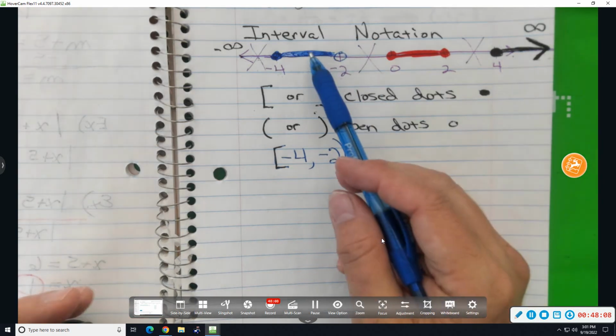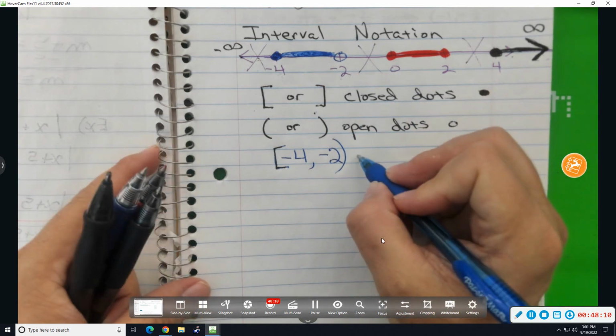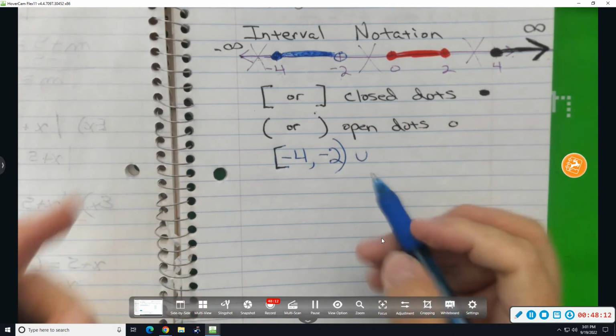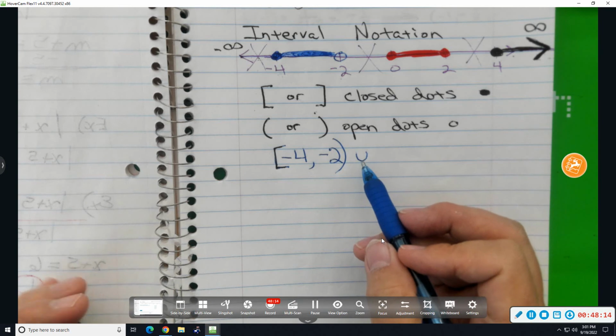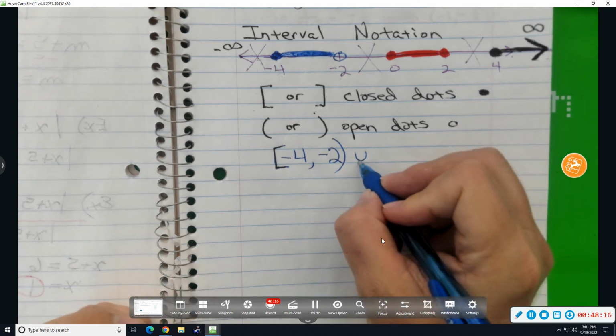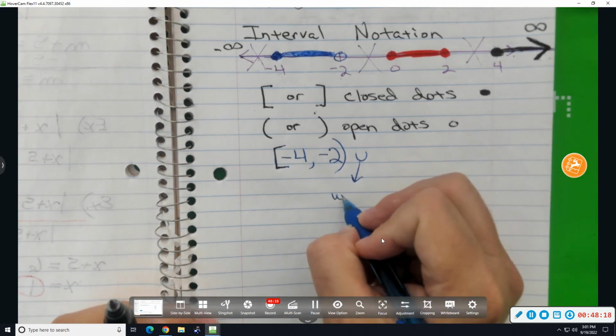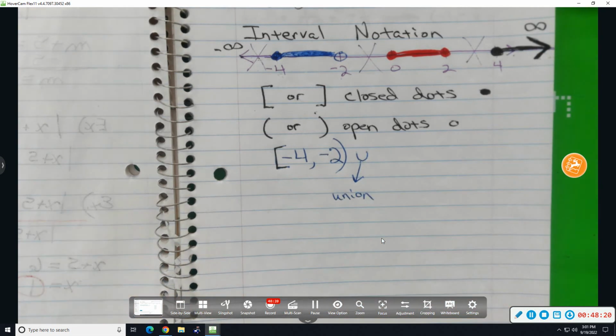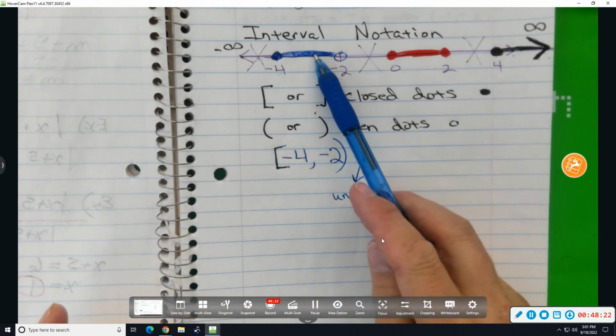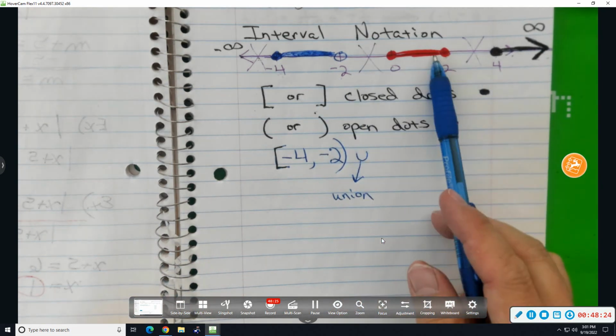So there's the first interval, or that is a U. They'll have that symbol on your toolbar. That's a set union. I just read it as or, the numbers in this interval, or now the red interval.